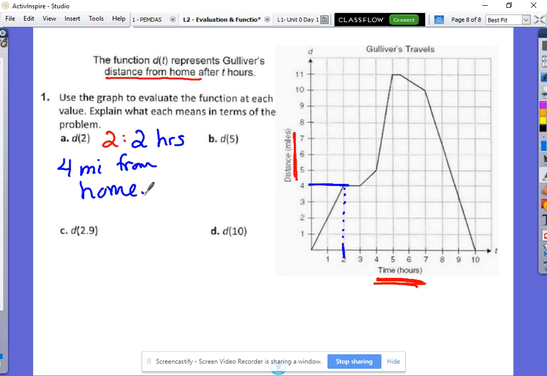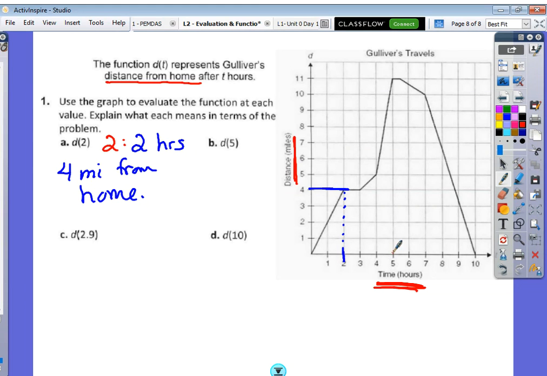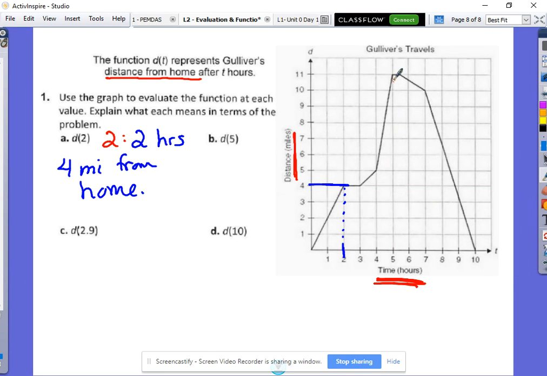All right, folks. So that's kind of what's going on. You're going to use that same idea across the board. D of 5. So we're going to go here, D of 5. This is where we've traveled for 5 hours, right? And we're a total of 11 miles from home. And then we start actually returning.